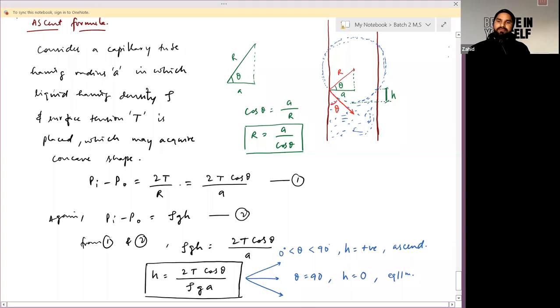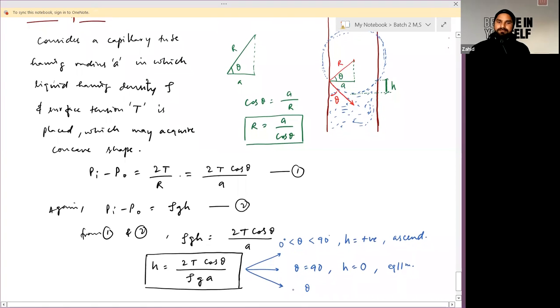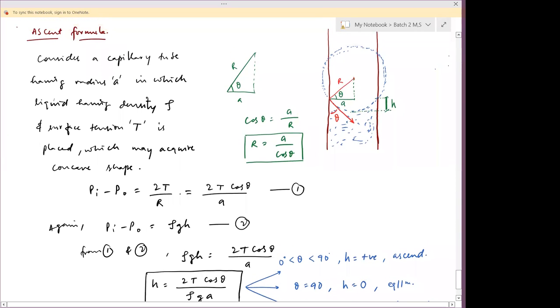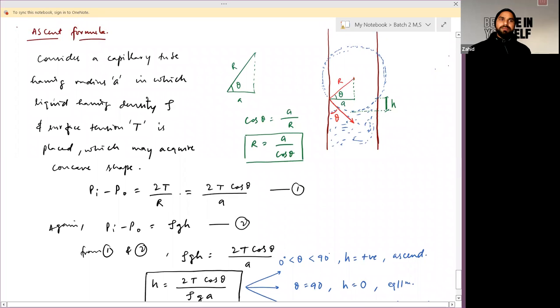And third, if theta is greater than 90 degree but less than 180 degree, means obtuse angle, cos theta will be negative. So h will be negative. It means it will descend. So depending upon the value of theta, we may find a rise or fall in level of liquid. Shravya, is it clear? Yes, sir. Okay, just write it down till this part.